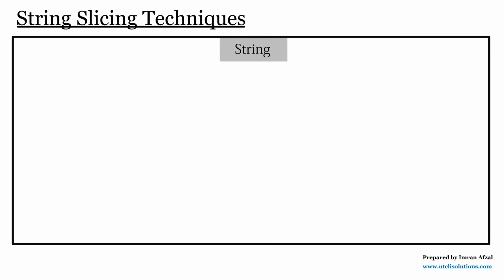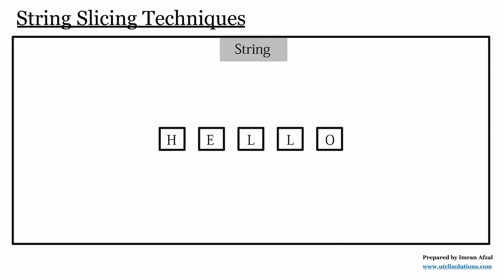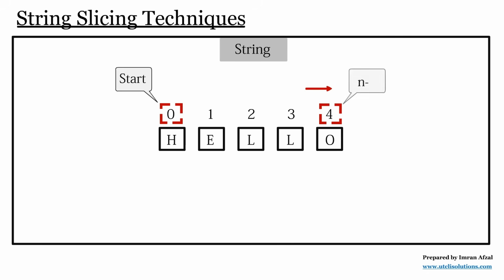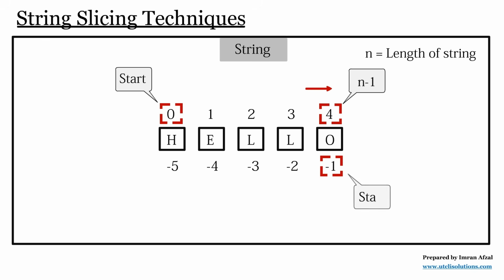Strings in Python are sequences of characters, and each character has a position or index. These indices start from 0 for the first character and go up to n minus 1, where n is the length of the string. You can also use negative indices, which start from minus 1 for the last character and move backward. Here, the word indices is an important concept. Without understanding it, we cannot slice a string. So let's first understand it.